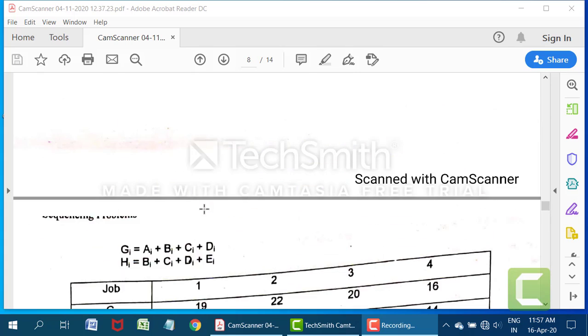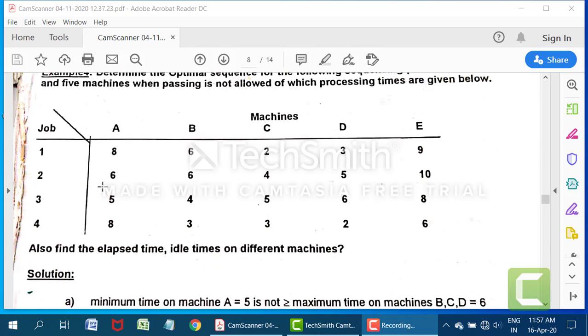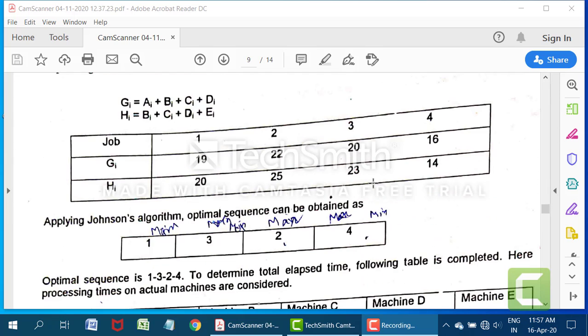Like that, compute for the second job from this. Leave the first machine data. 6 plus 4, 10. 10 plus 5, 15. 15 plus 10, 25. 25.